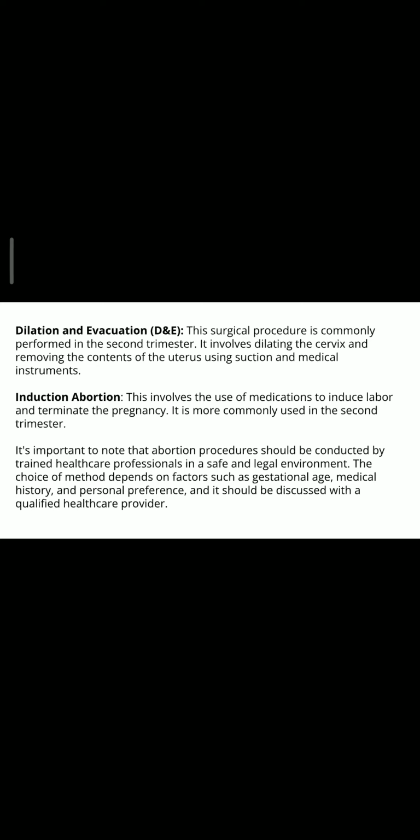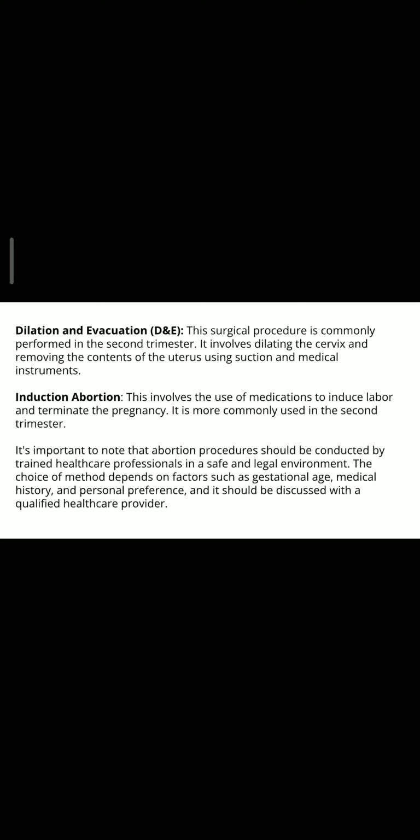Next is the method of induction abortion. This involves the use of medications. Medications are used to induce parturition or labor, thereby terminating the pregnancy. It is more commonly used in which trimester period? Second trimester period. So dilation and evacuation and induction abortion are used in the second trimester period, and surgical methods, which are vacuum aspiration and dilation and curettage, are used in the first trimester period. Medication abortion is used in the very early stages of pregnancy.